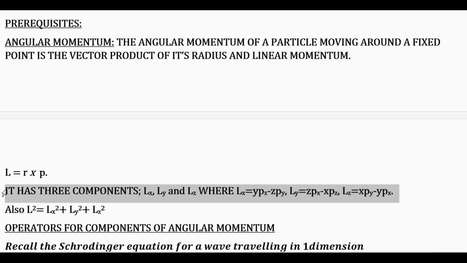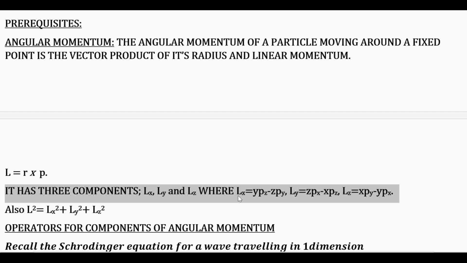Now, the angular momentum will have three components corresponding to the three coordinates x, y, and z. So, you will have three quantities Lx, Ly, and Lz, where the component Lx is defined as y multiplied by pz, that is the z component of the linear momentum, minus z, that is the position, multiplied by the y component of the linear momentum. So Lx is equal to ypz minus zpy.